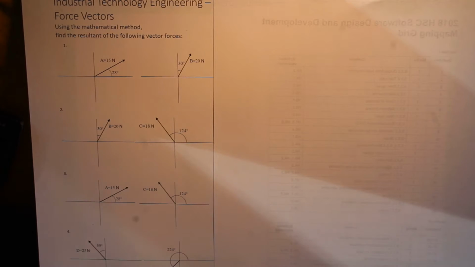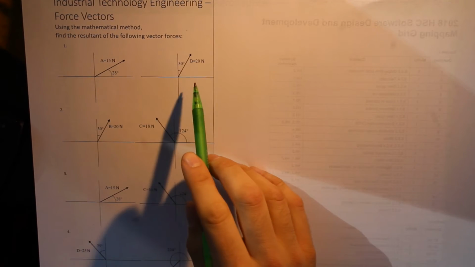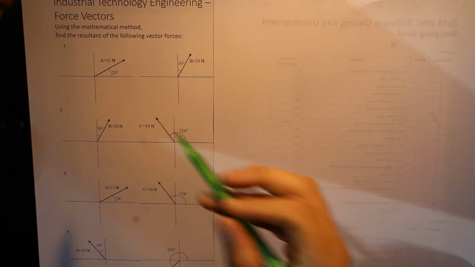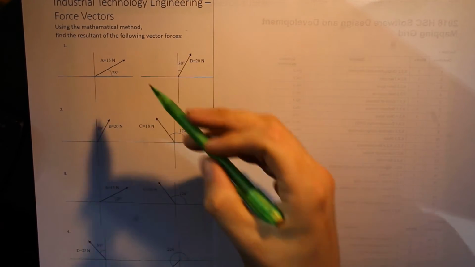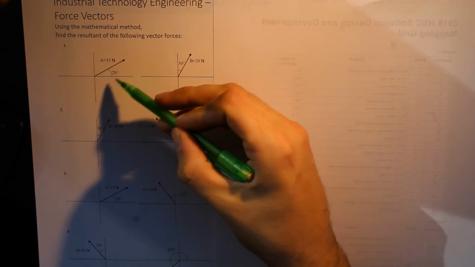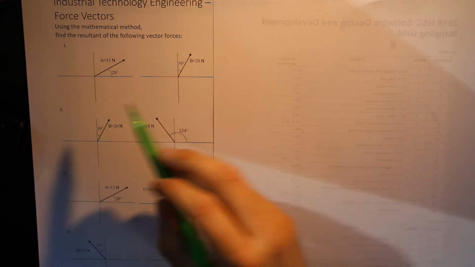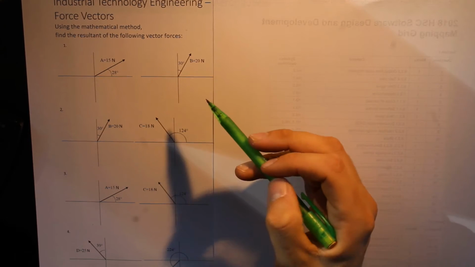Okay, so what we're going to work through here is the first example. We're going to look at how we break up each of our vectors into their vertical and horizontal components for each vector, and then move through the process of adding them both together and determining a resultant.